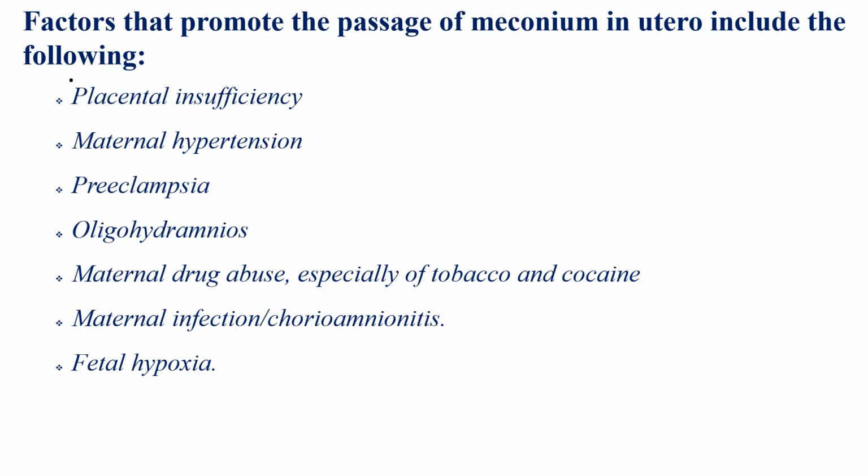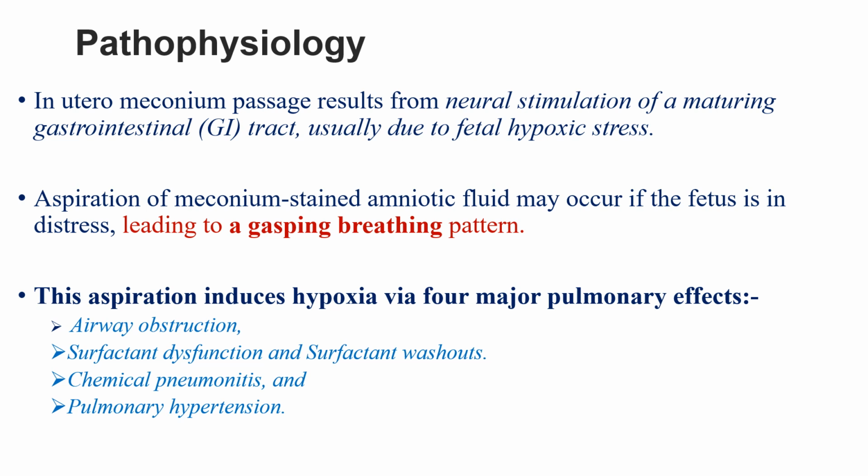Factors that promote the passage of meconium in utero include the following: placental insufficiency, maternal hypertension, preeclampsia, oligohydramnios, fetal hypoxia, maternal infection, including chorioamnionitis, and drugs. Normally, in utero, infants are not expected to pass meconium, but those factors cause the neonate to pass it. In utero, meconium passage results from neural stimulation of a maturing GI tract, usually due to fetal hypoxic stress.